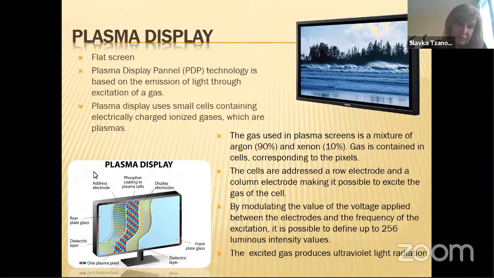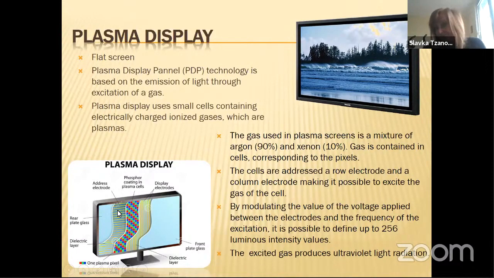You can see the construction of the plasma display with phosphor coating in the plasma cells, the display electrodes. We had the electrodes, and it's the principle. The address electrodes are horizontal, and the vertical ones are display electrodes.